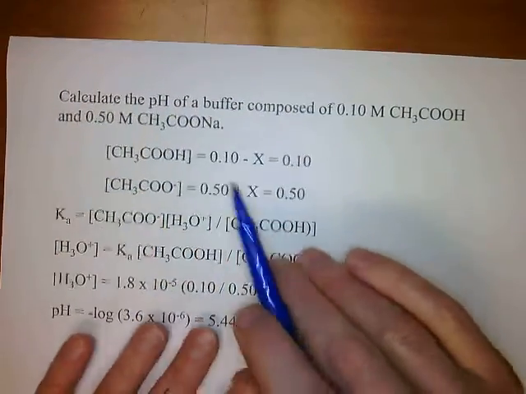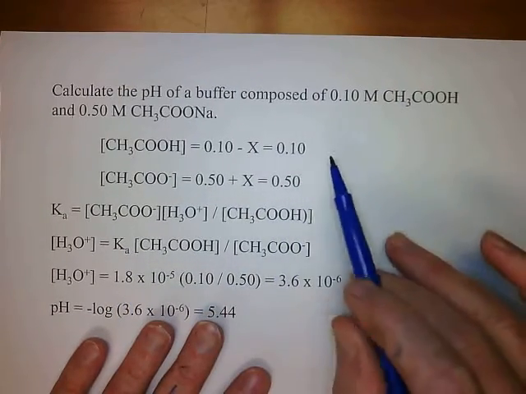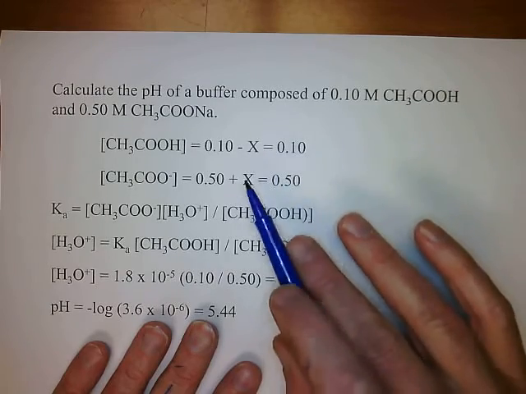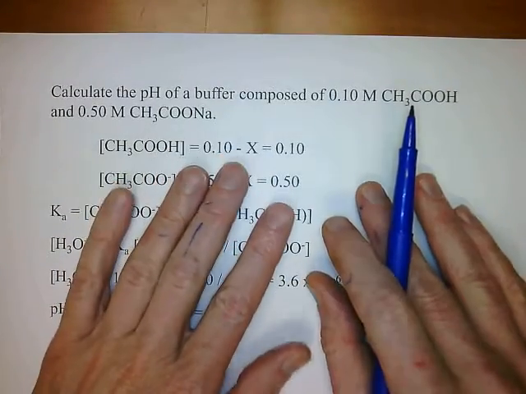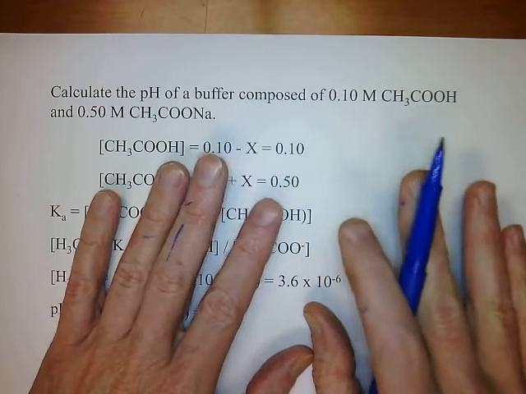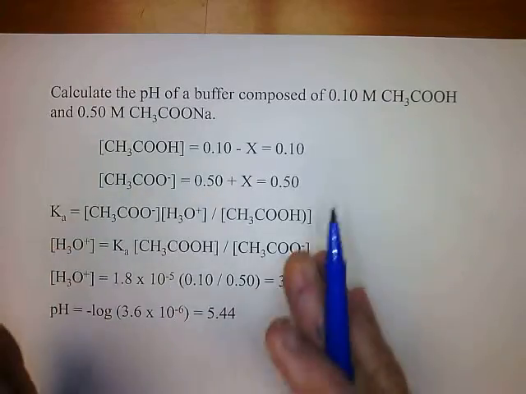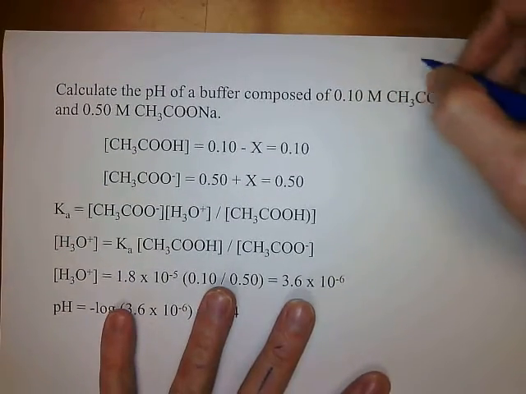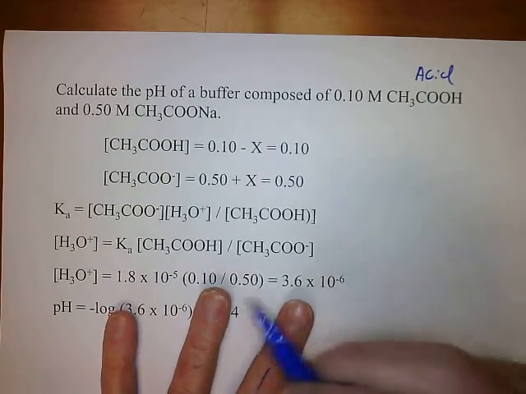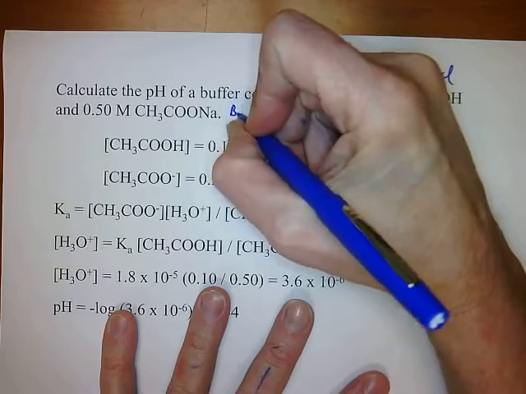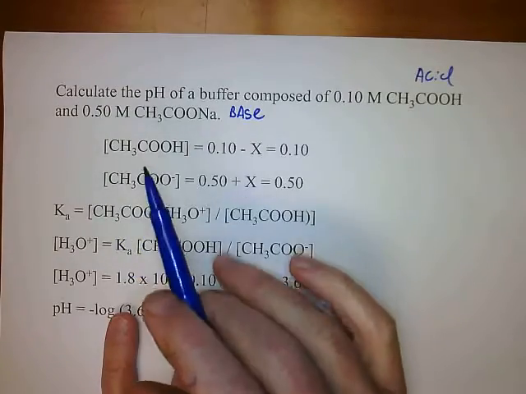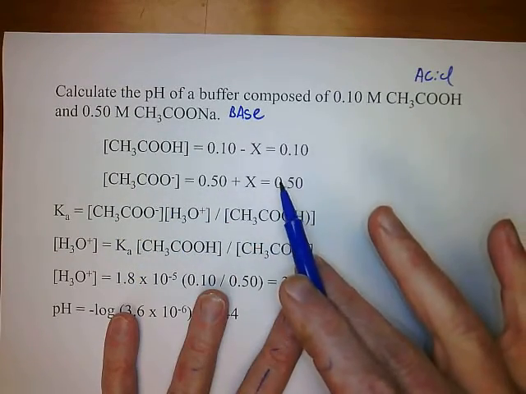Let's do a similar calculation. Let's calculate the pH of a buffer that's composed of 0.1 molar acetic acid and 0.5 molar sodium acetate. Now let's think about this real carefully. There's always two things in a buffer, an acid and its conjugate base. So that's the acid, or the acidic component of the buffer, and this is the base component of the buffer.